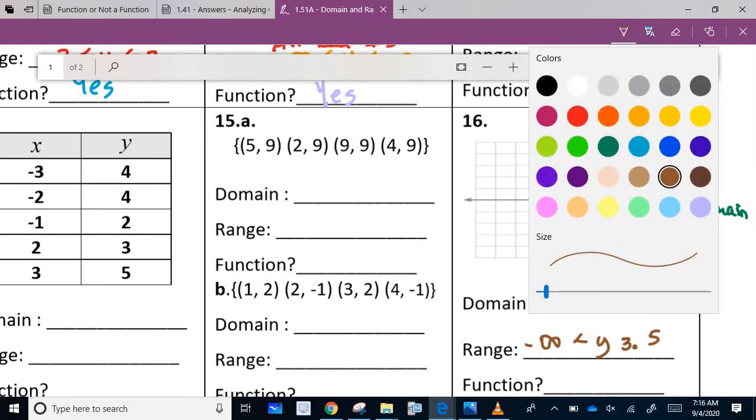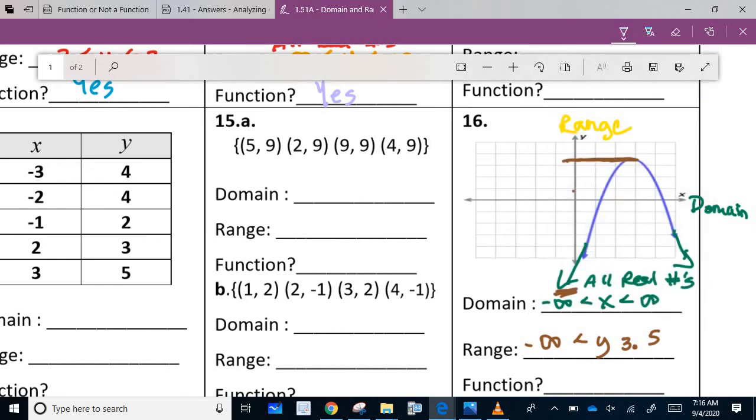So now I'm going to check for the vertical line test. When I use the vertical line test, I see that there's only 1 point on that line. So yes, it is a function.